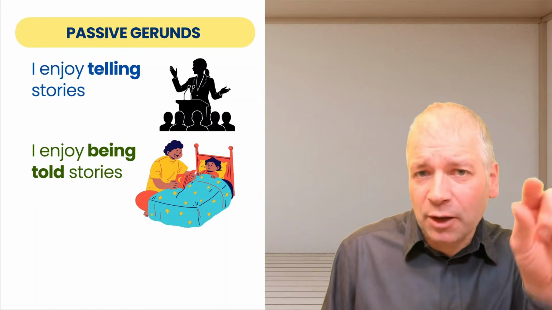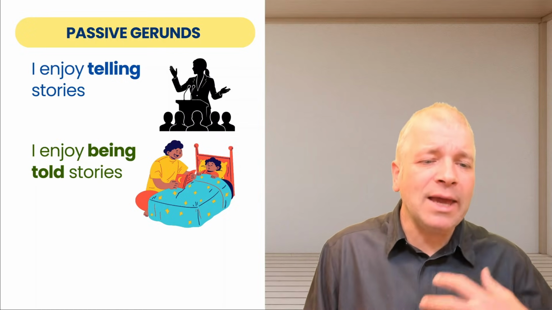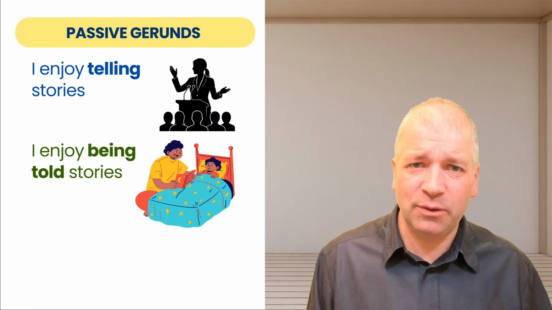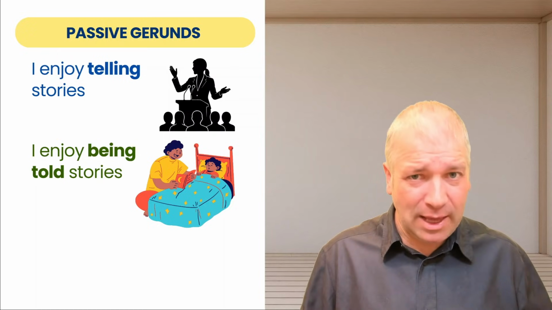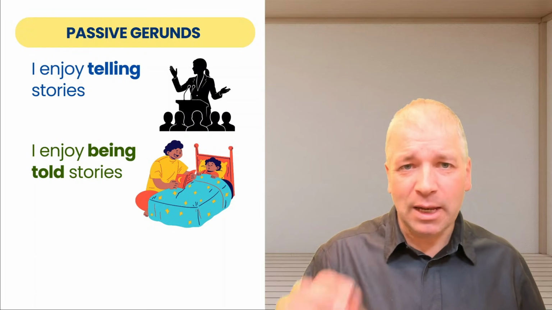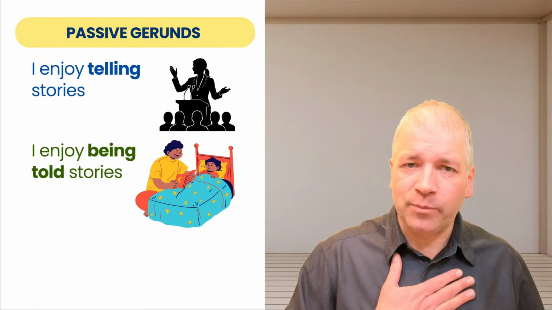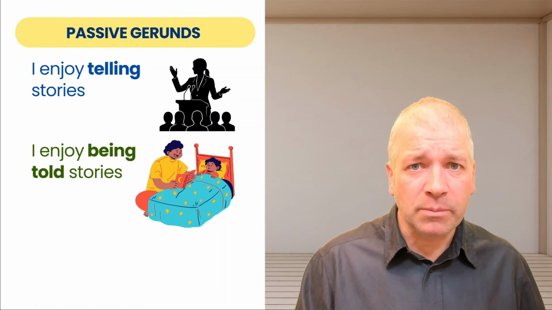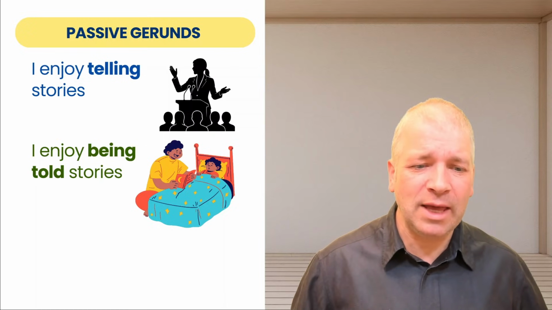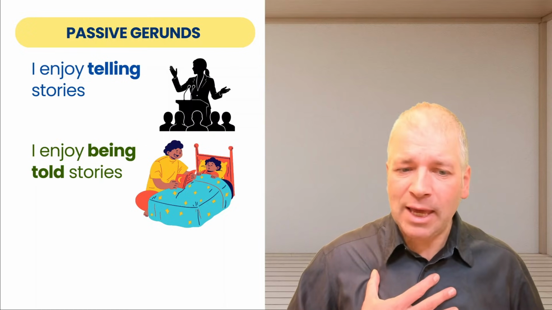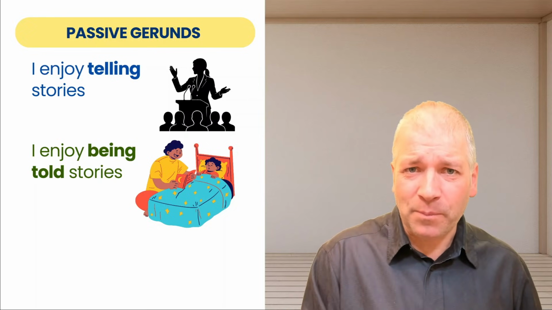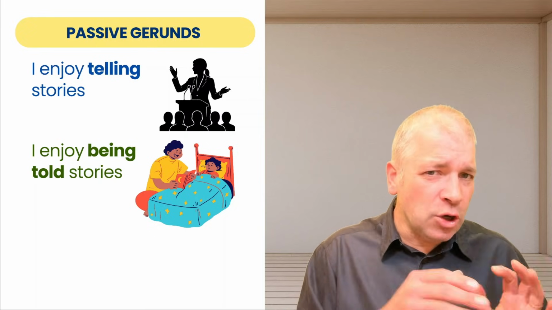Let's explain the meaning of both of these examples here. "I enjoy telling stories." Who enjoys telling the stories here? Or should I say, who tells the story? It's the woman. I tell the story, I enjoy it. But if I say "I enjoy being told stories," who tells the story here? It's not I. I here refers to the child. The person telling the story is the father.